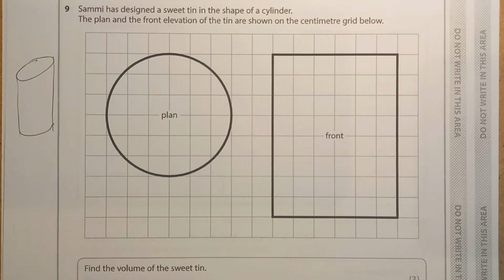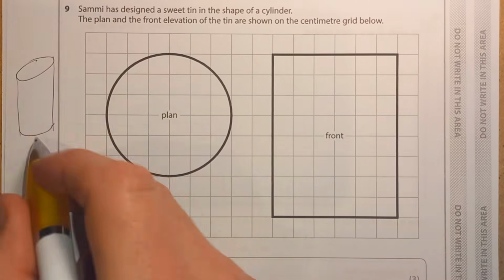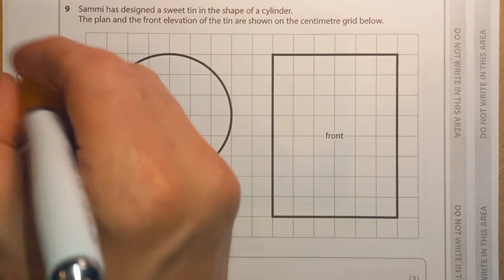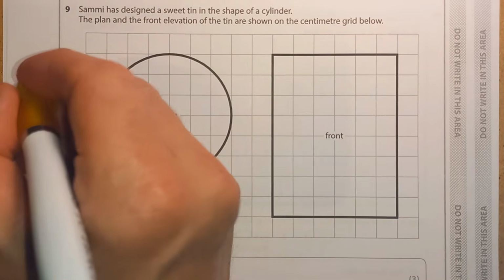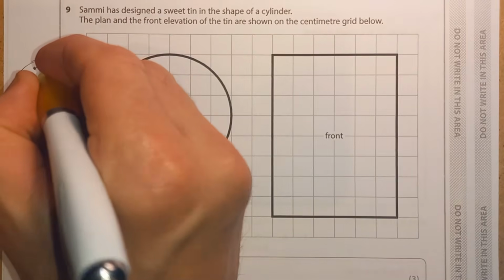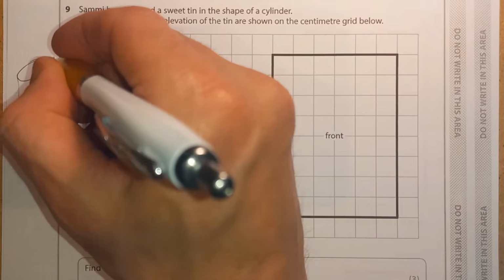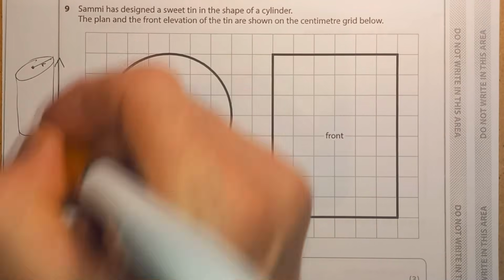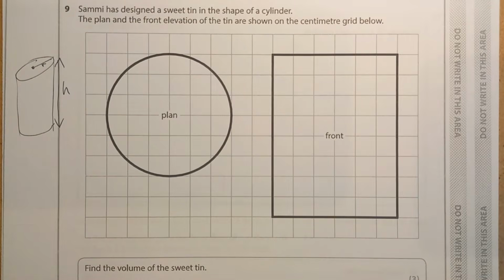And if we want the volume, well, if we've got the same shape going all the way through, we're going to have a circle on top, and I'm just drawing the centre of the circle, and this is a radius. So we're going to want the area of the circle multiplied by the height of the cylinder. Okay.